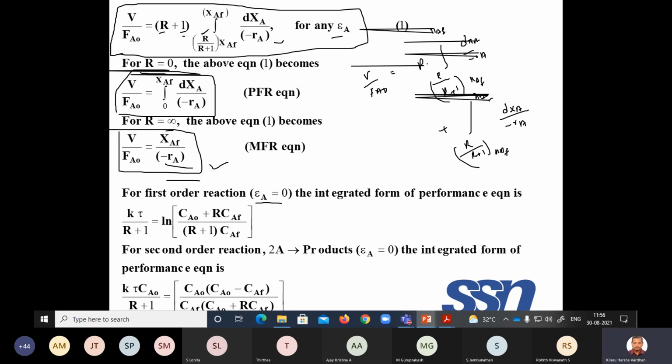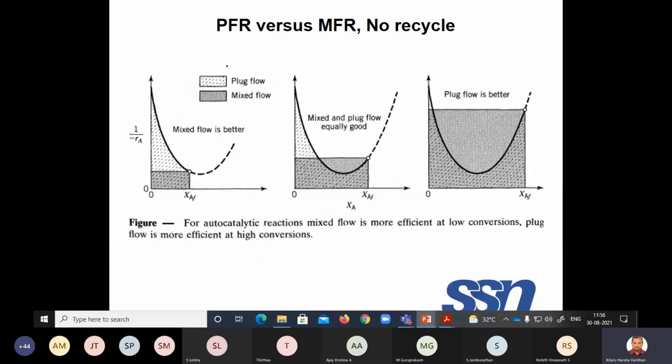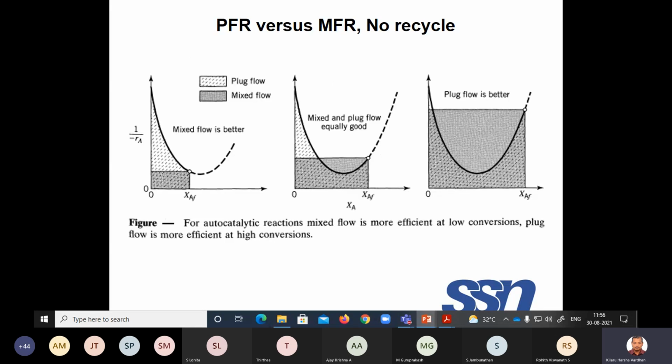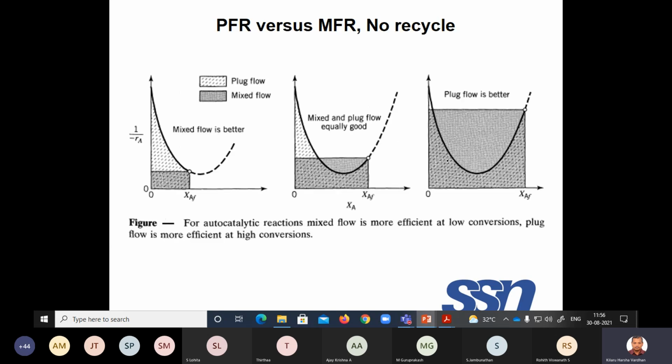Again, test your mathematical ability. That we will see in the next class, right? That is what we are trying to do: differentiate this particular thing, dr with respect to r. R is the recycle ratio. So differentiating this with respect to r and equating to 0, you get the value where 1 by RA is minimum. That means that your rate is maximum. That we'll see in the next class.